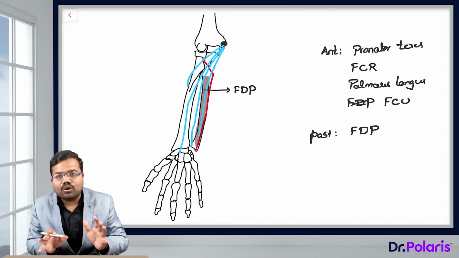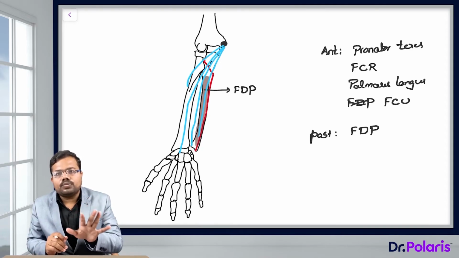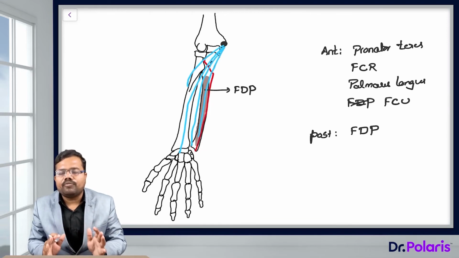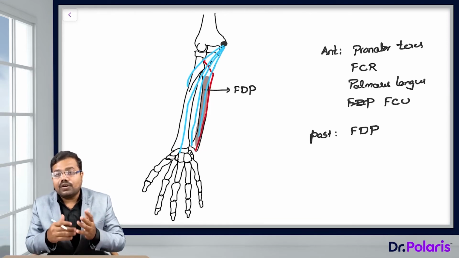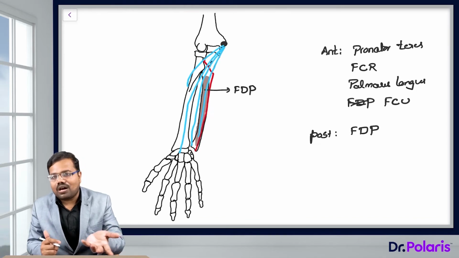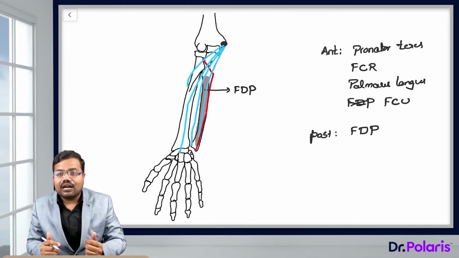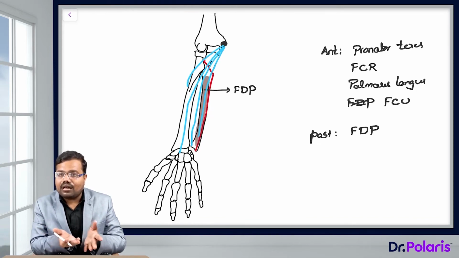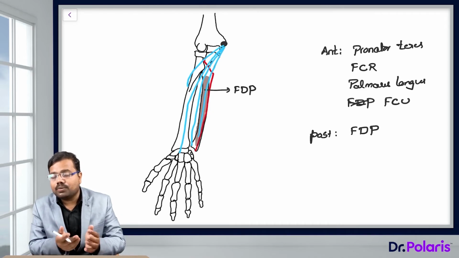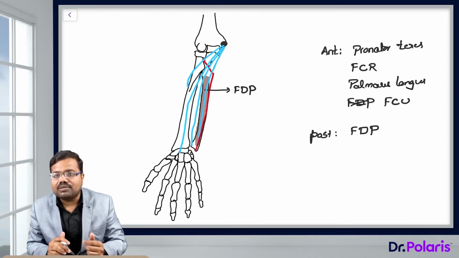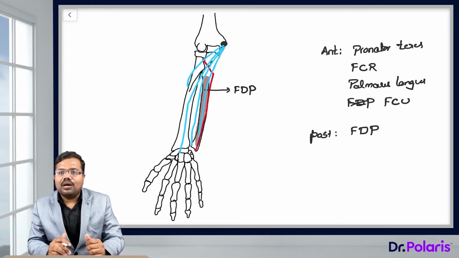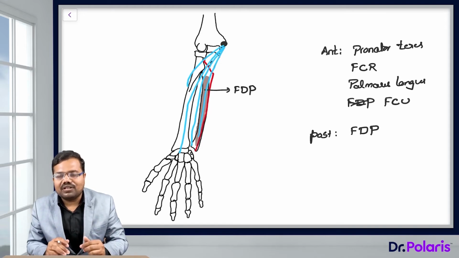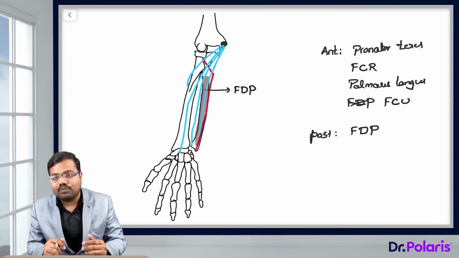Simply remember, there is no rocket science here. It runs between the superficial group of muscles and the deep group of muscles in the anterior compartment. The superficial muscles, all you know, are covering the anterior side. And what is on the deep side? As the ulnar artery is running on the medial side, what is the medial muscle on the deep side? Flexor digitorum profundus. So it has to run in between these two. That's what we had said as anterior and posterior relations.